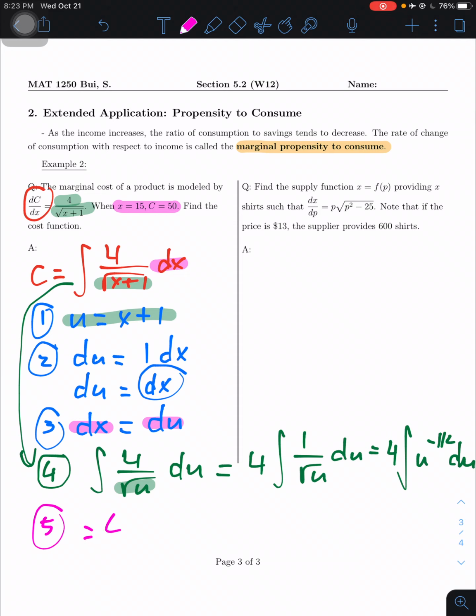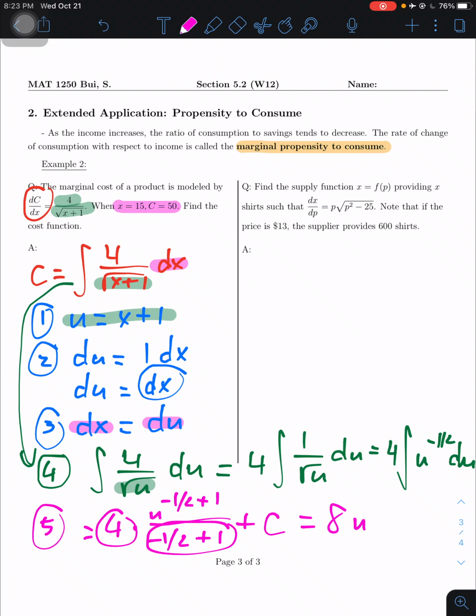Okay, 4 is just 4, right? But then the integral of this one, skip forward, I'm going to have u to the negative 1/2 plus 1, and then divided by the same power, negative 1/2 plus 1, and then plus c to compensate for the missing constant of the integral and du, right? And this in here equals 1/2. So if you flip it and you multiply with 4, you're going to get 8. And then the new power in here would be 1/2 and then c, right? And then I personally don't like it in the power form, so let me go ahead and switch it back to the root form, which gives me 8 square root of u plus c.